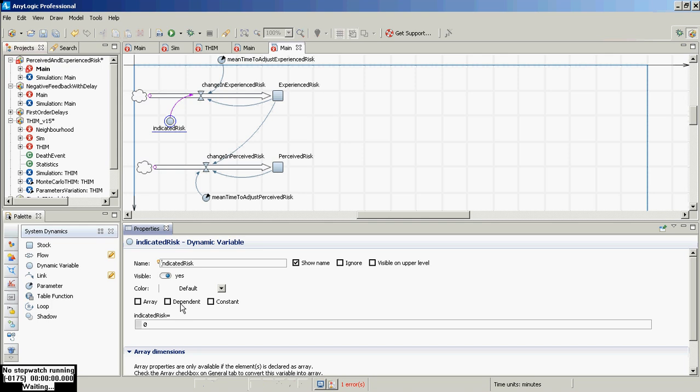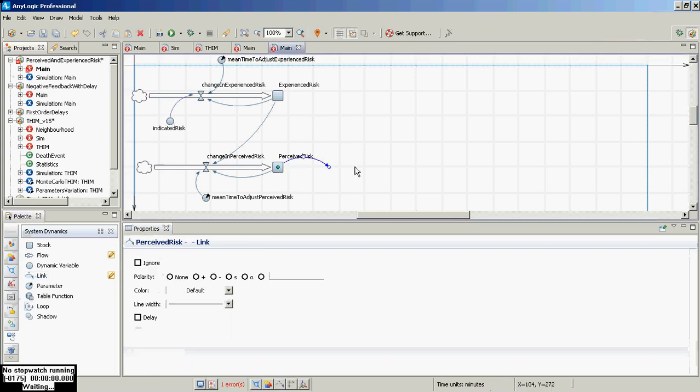We're going to be trying to quit smoking, for example, but we might not yet succeed. We're going to be trying to exercise better hygiene, but we have to learn how to do that more effectively. And so it's going to take some time to actually change the experience risk. It's going to be called indicated risk, okay? And we're going to hitch up a link from perceived risk to indicated risk here, okay?